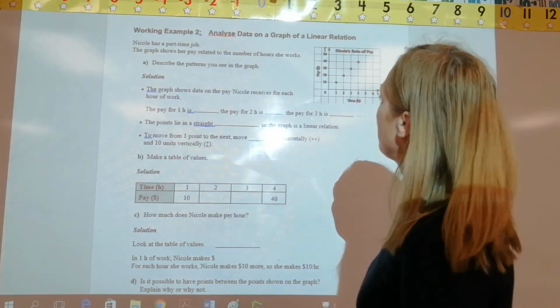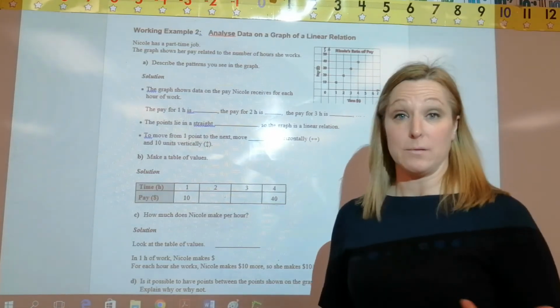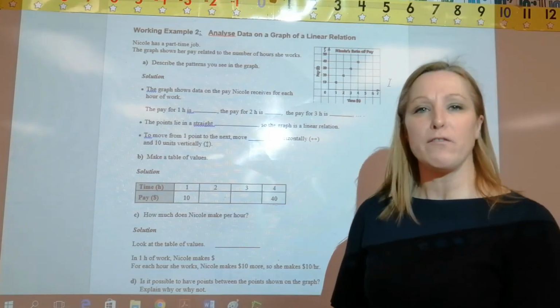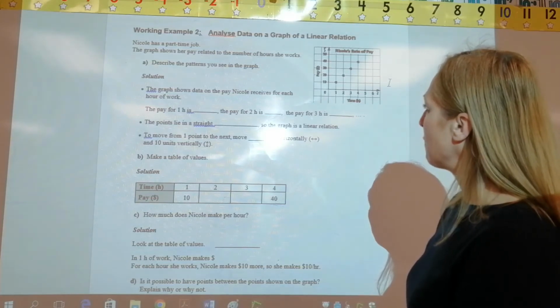Let's take a look at another example. This one's a little bit different. Nicole has a part-time job. The graph shows her pay related to the number of hours that she works. Describe the patterns you see on the graph.